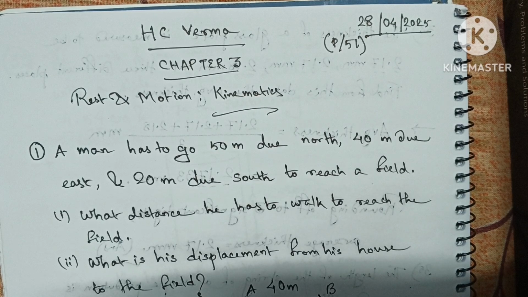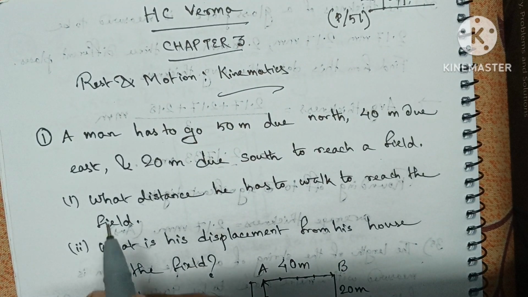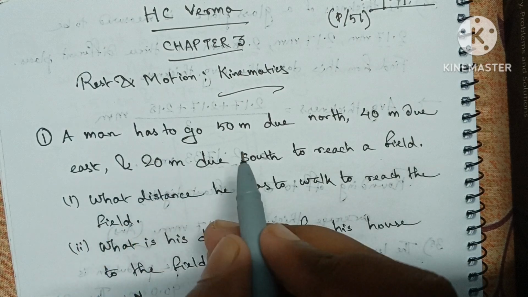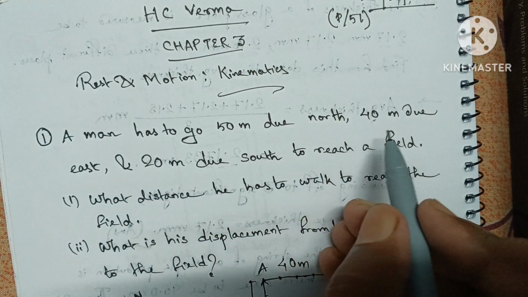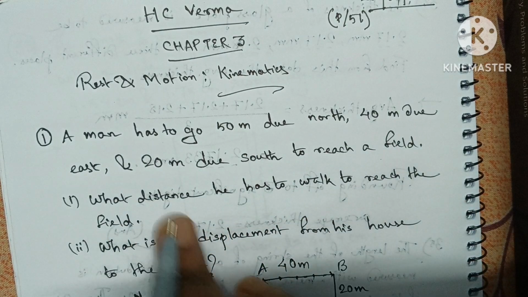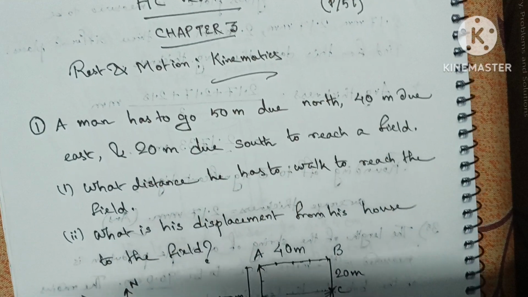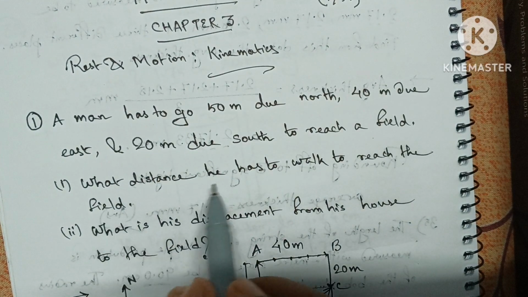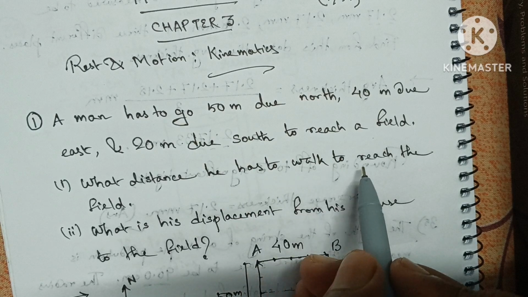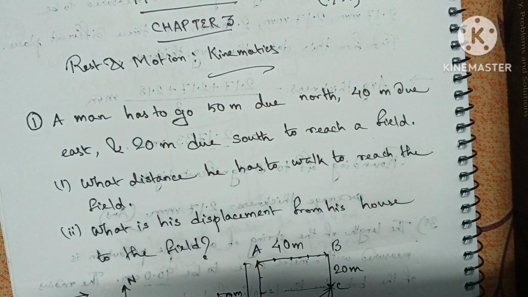So looking at question number 1, it says a man has to go 50 meter due north, 40 meter due east, and 20 meter due south to reach a field. What distance does he have to walk to reach the field? And there is another question: what is the displacement from his house to the field?